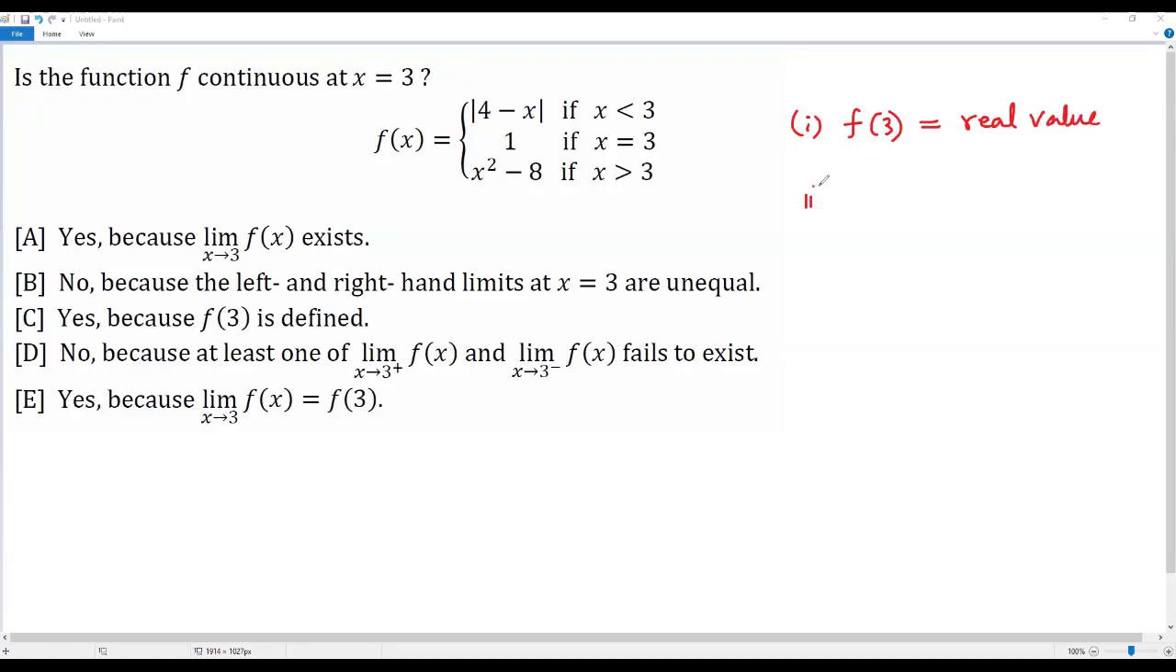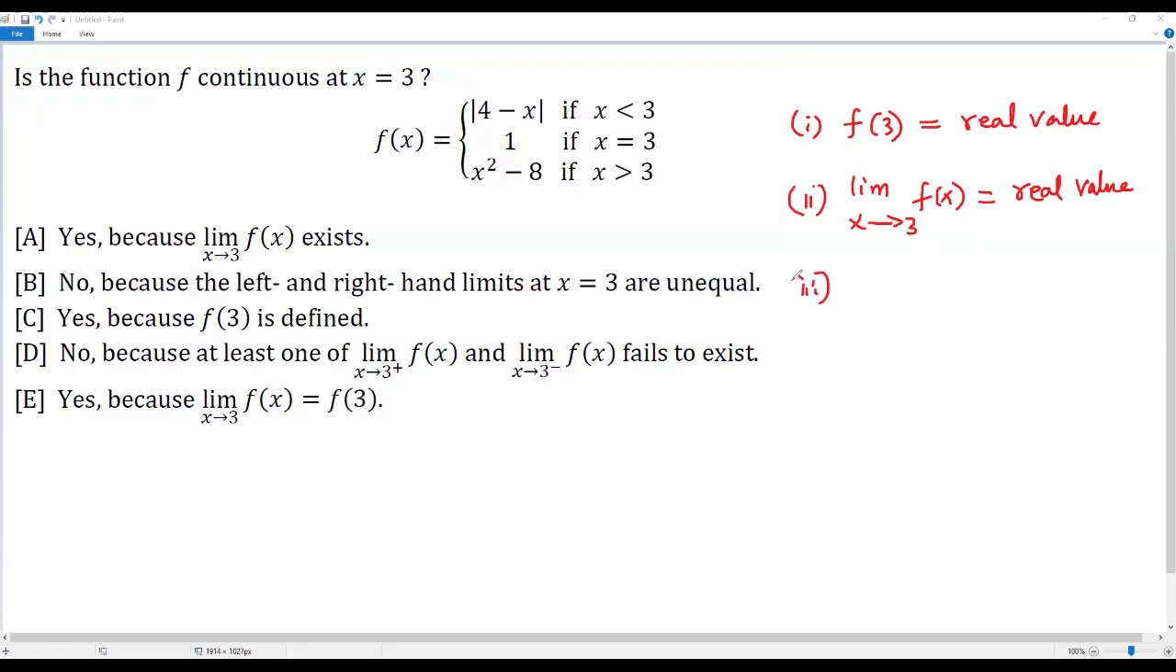And the second condition, I have to find the ordinary limit of the given function at the given value of x. Ordinary limit or two-sided limit. That is, limit x tends to 3 of f of x. The result of this limit has to be a real value. So this is the second condition.